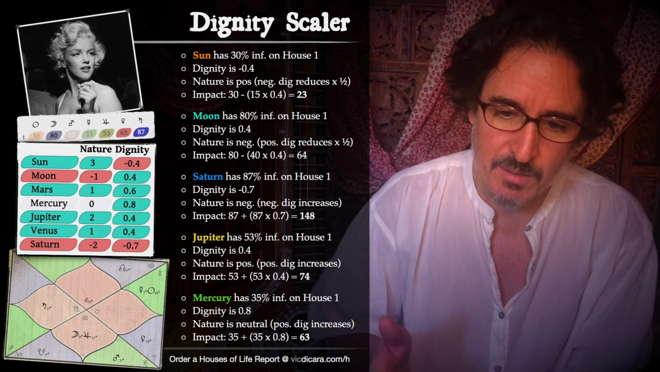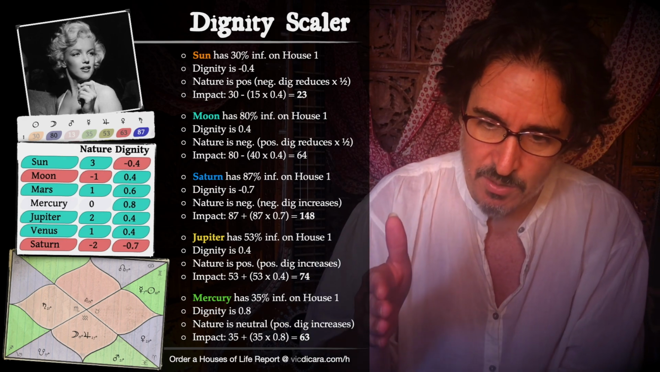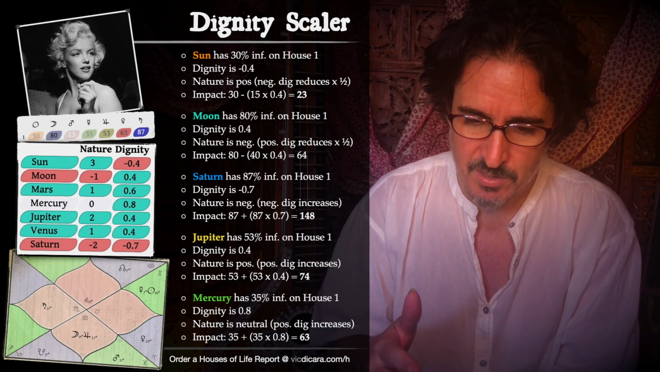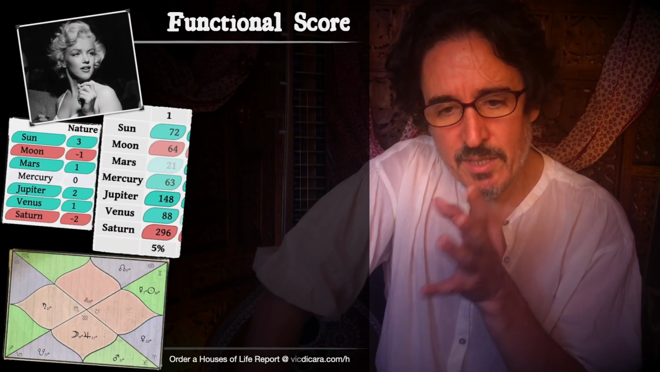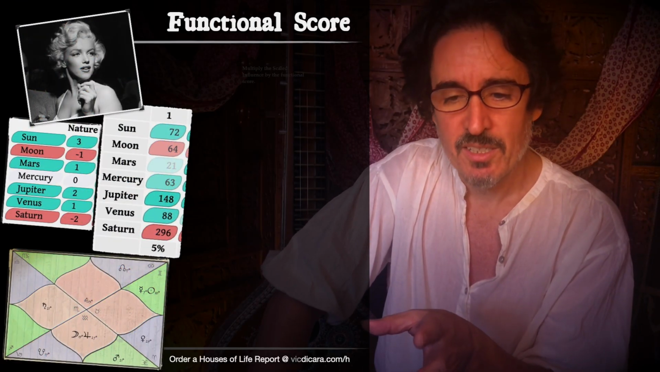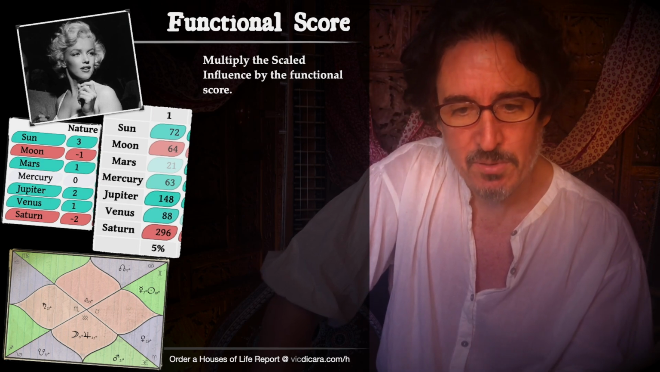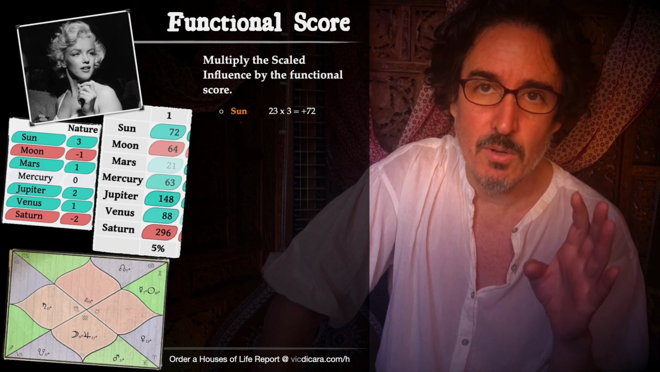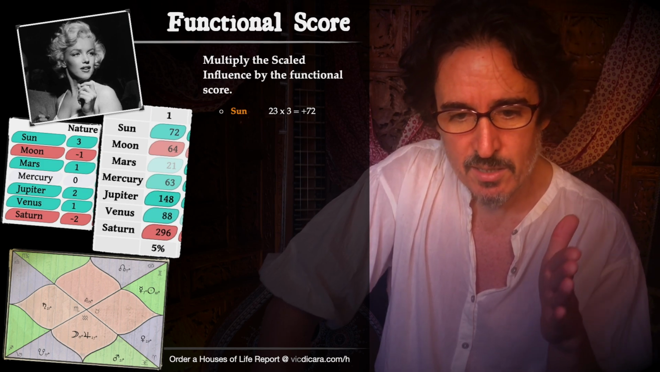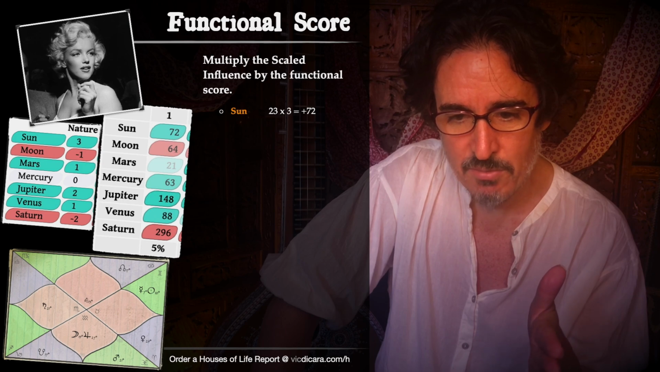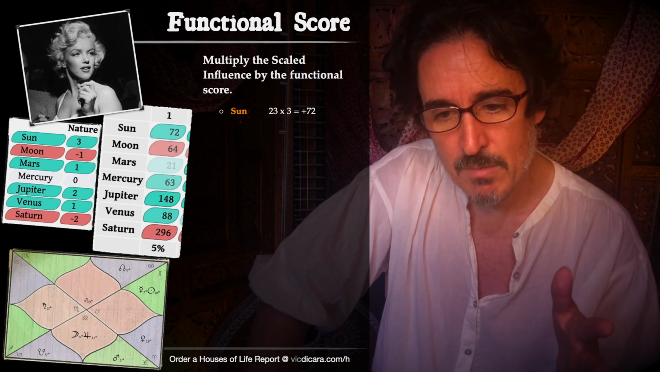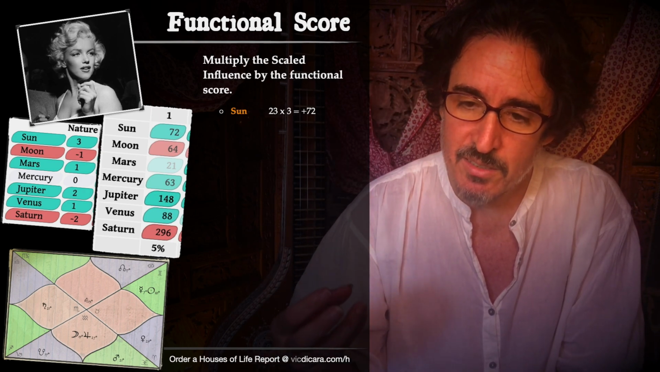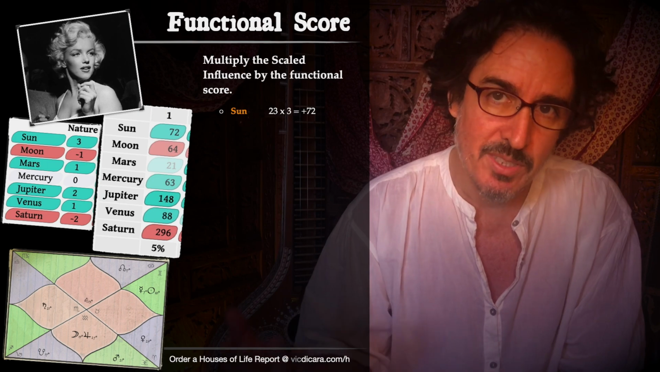Okay? Now, let me show you what to do with these numbers, the 23 for the Sun, the 64 for the Moon, the 148 for Saturn, 74 for Jupiter, and 63 for Mercury. What we'll do with these numbers is multiply them against the functional nature of the planet. This is the simplest part. So for the Sun, the functional nature is 3. It's the first lord, the most functionally benefic planet. So its impact on the first house, which was 23, you multiply by its functional nature and you come up with the value of positive 72. So the Sun's influence on Marilyn Monroe's first house is positive 72%.